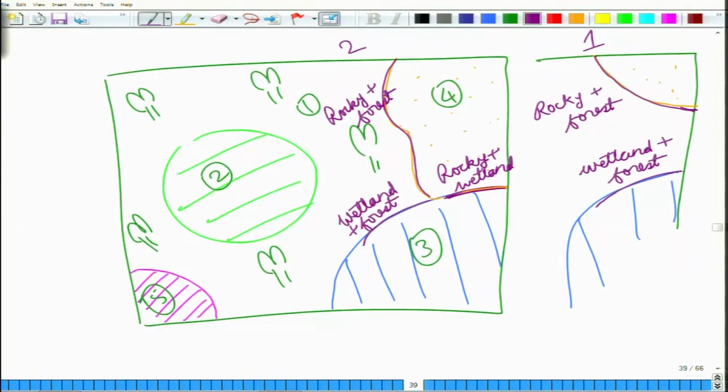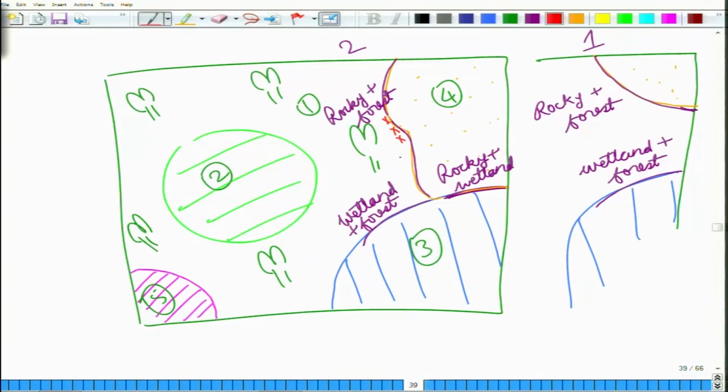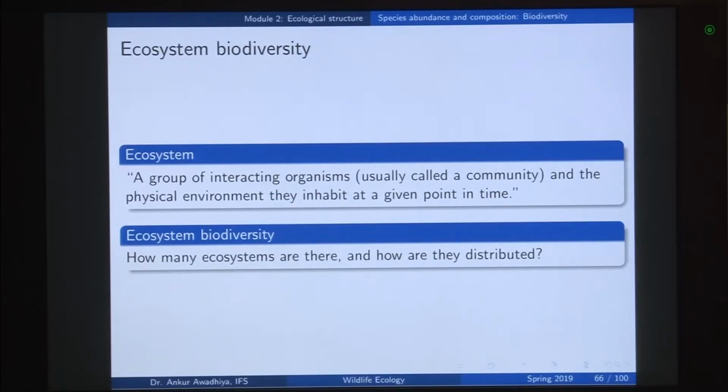Now, by having such a distribution, by having more number of edges, we also increase the amount of biodiversity in this area. Why? Because there might be some species that prefer living on the edges. So, for instance, there could be a species that prefers living here, so that it is able to venture into the forest so that it can get its food, but when the predators come, it should be able to run into the rocky outcrop to save itself. So, edges have their own significance in the ecosystem. Now, by having a distribution which maximizes the edges that are possible, we can maximize the biodiversity, which is why the ecosystem biodiversity asks this question: not only how many ecosystems are there, but also how are they distributed.